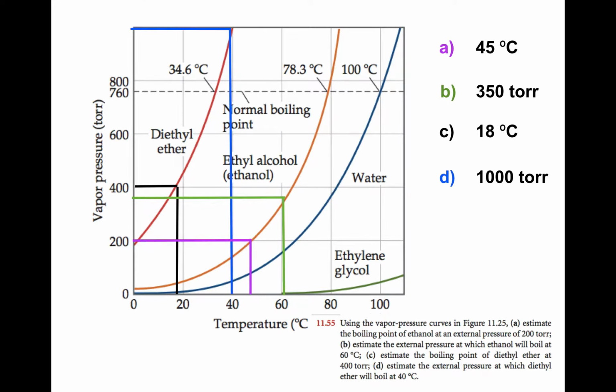Anywhere where you touch this line represents the vapor pressure, and it represents boiling at those pressures. Notice how they have the dotted line, normal, at 760 torr. So this would be the boiling point as we know it. Diethyl ether boils at 34.6 degrees Celsius. Ethyl alcohol boils at 78.3 degrees Celsius, and water, of course, boils at 100 degrees Celsius. High boiling point due to strong hydrogen bonding between the molecules.